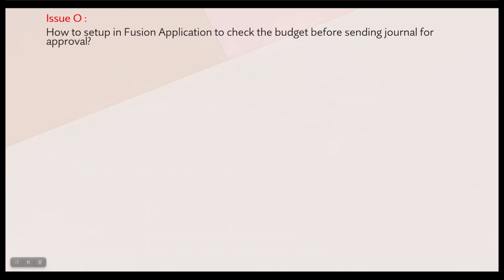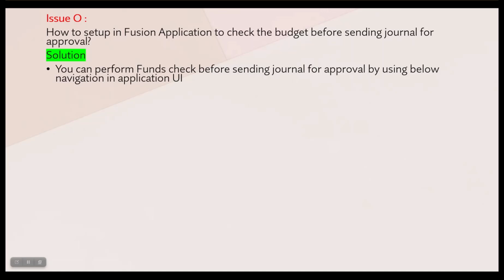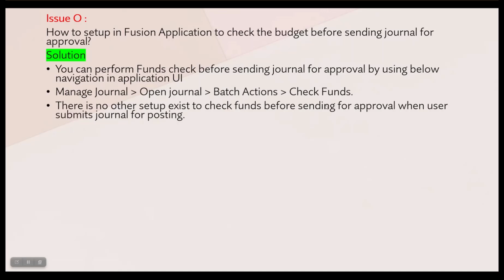What else? How to set up Fusion application to check the budget before sending a journal for approval. You can perform fund check before sending a journal for approval by using the below UI in the user interface applications. Just open the journal, patch, check fund. There is no other setup to check fund before sending for approval when the user submits the journal for posting. So you have to wait.